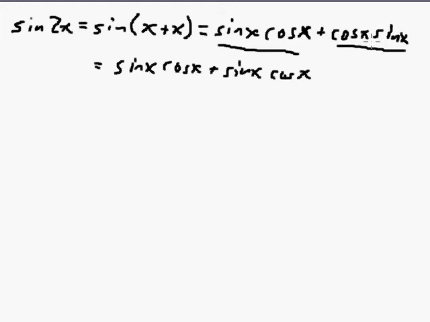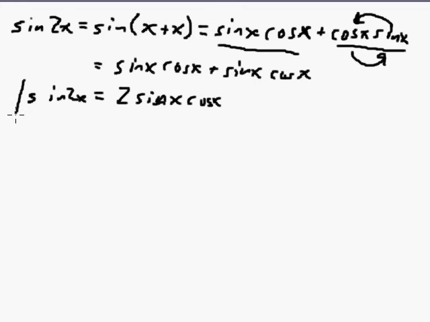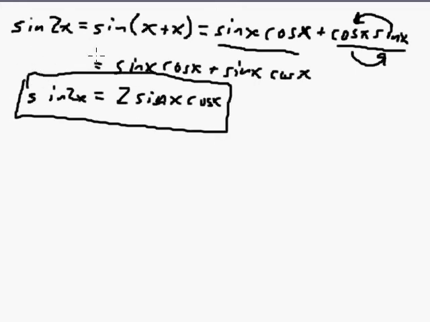Multiplication works like that. 2 times 3, 6. 3 times 2, 6. Commutative. So I can flip the order around. So I just took these and flipped them, because now they look the same. Now, how many of those do I have? Well, I have 2 of them. 2 sine x cos x. And there, you now have your double angle formula. That is a proof of the double angle formula using the compound angle formula.